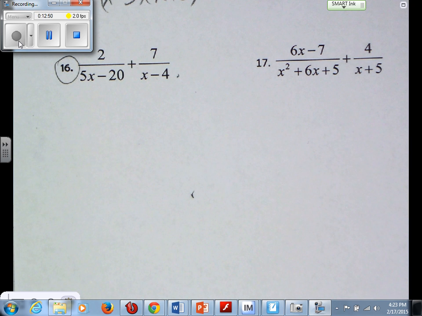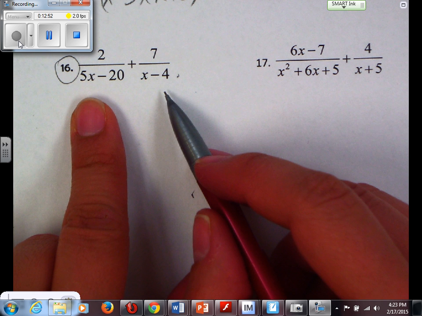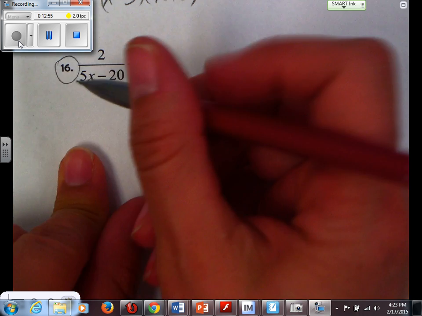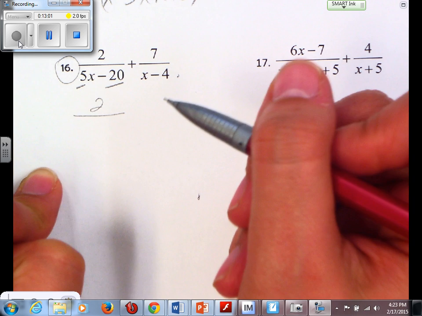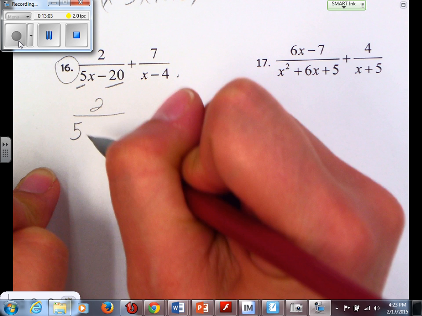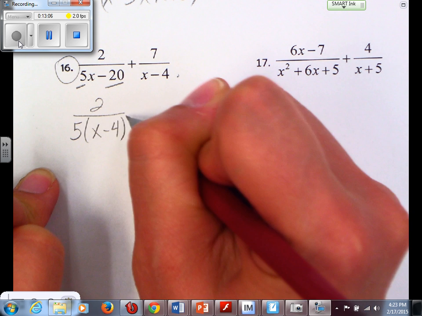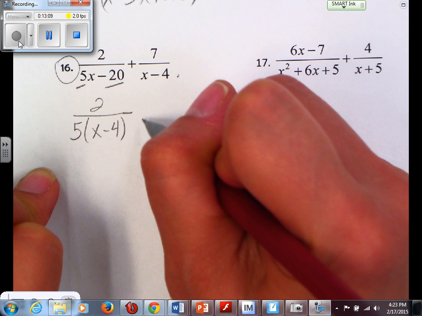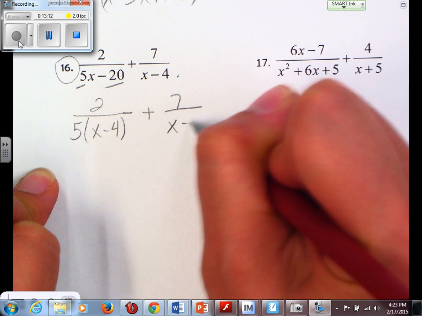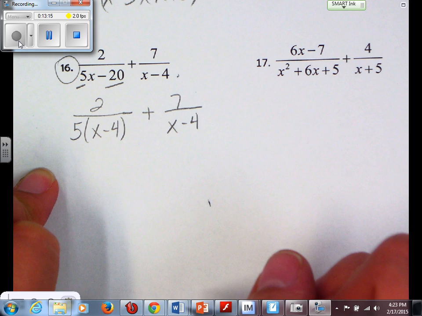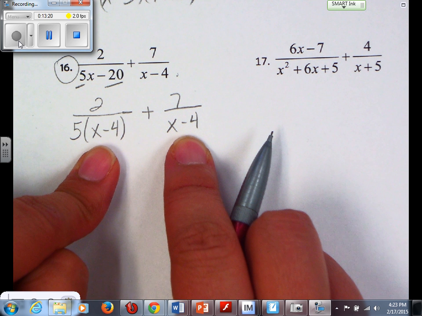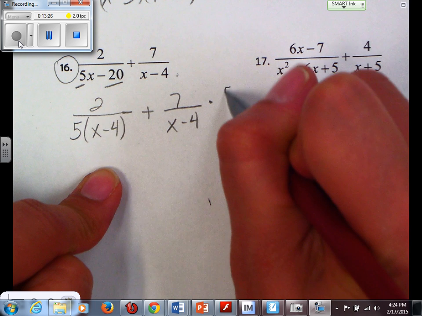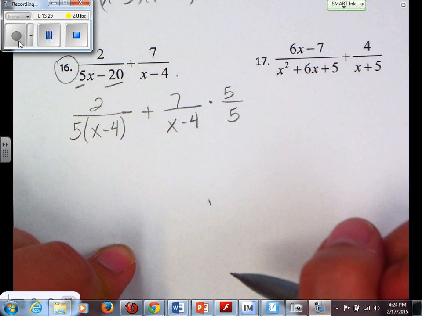Okay, so if you look at number 16, you're trying to get a common denominator. To make things a little bit easier, is there anything that we have in common between 5 and negative 20? A 5, right? And you're left with x minus 4. Do you agree with me? Yeah. Okay, which is awesome because that's what we have in our second fraction, x minus 4. So if I have x minus 4 in one fraction and x minus 4 in the other fraction, what am I missing so that they'll be the same denominator? The 5. So I'm going to multiply just the second fraction by 5.